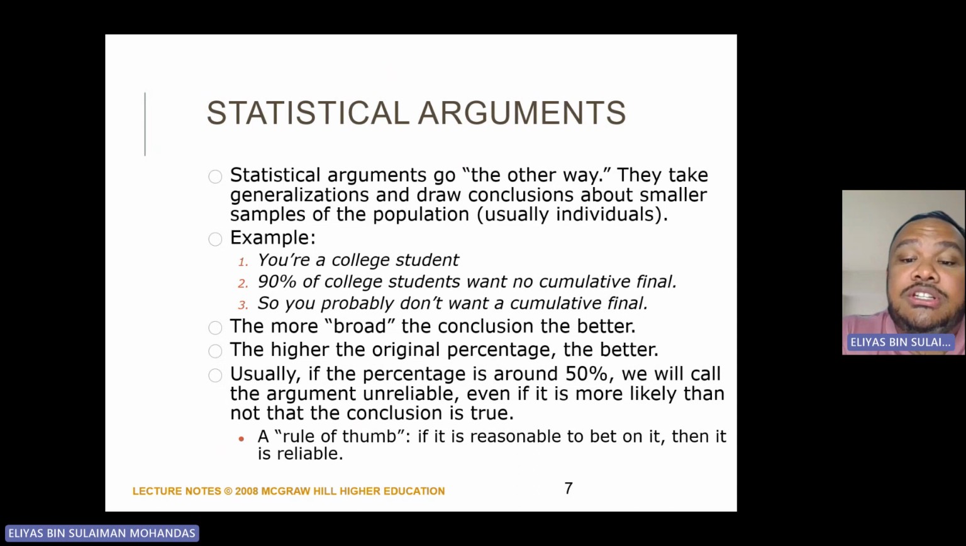The higher the original percentage, the better. For example, if you have a 50% percentage, that will be the conclusion. Another one is a 70% percentage. Which one is even better? The higher, 70%. As a rule of thumb, if it is reasonable for you to bet on it, then it is reliable. That means the argument is better if you can place a bet on it.